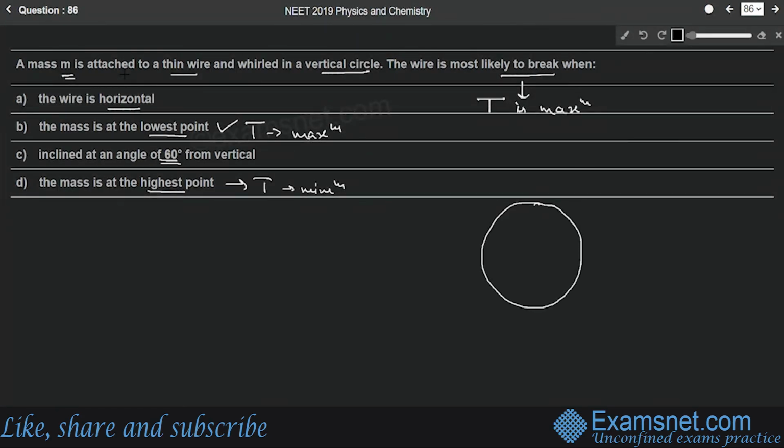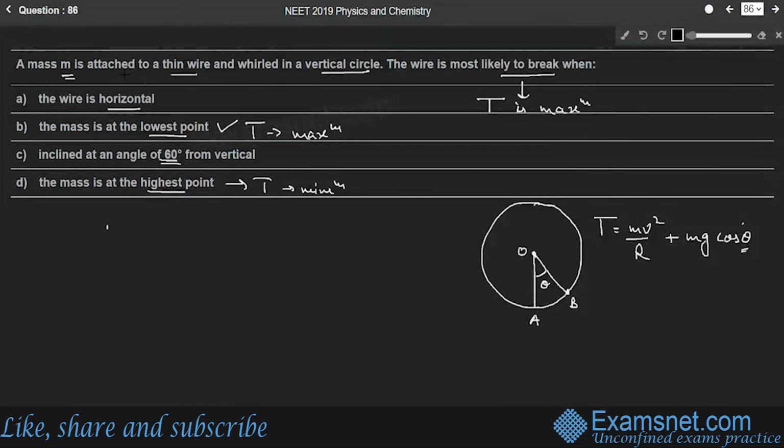Suppose this is the circular path of the wire, this is the center, and this is the radius. Now if we want to know the tension in the string at a certain point B, then at this point this is the angle theta. So what will be the value of tension here? Tension is equal to mv square by r plus mg cos theta. That means this tension depends on this angle theta.